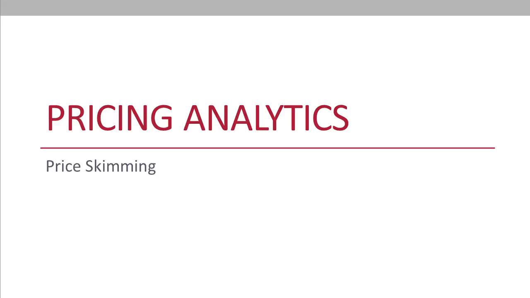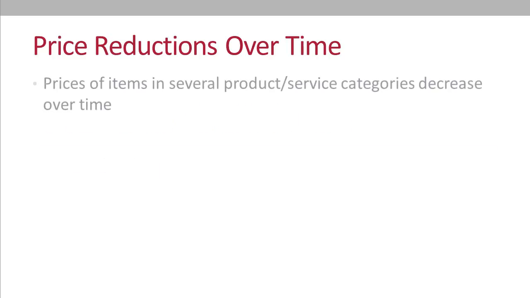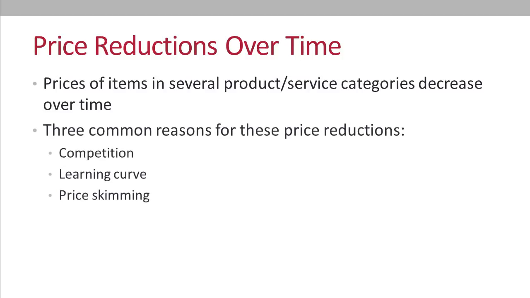The prices of several product classes, notably fashion and technology, tend to drop over time. There are three common reasons for prices of the same product to fall over time. The first, and most obvious, is competition. As the supply of a product, or its perfect substitutes, increases, prices are pushed down.